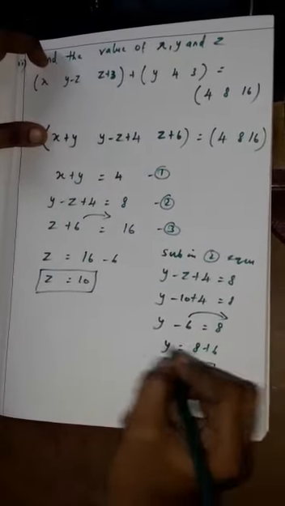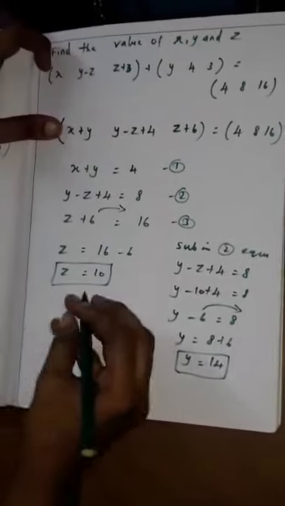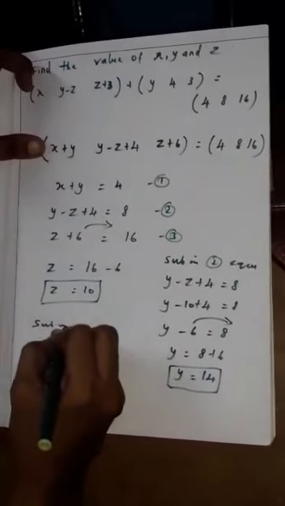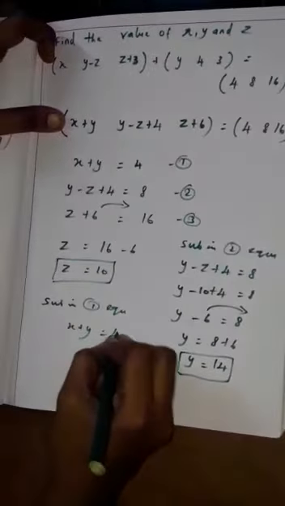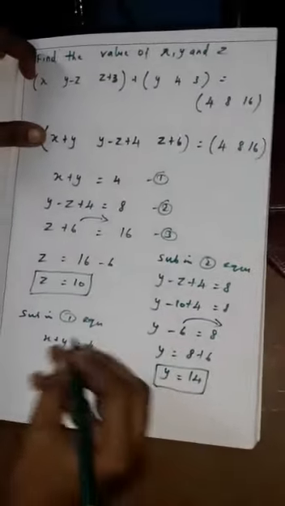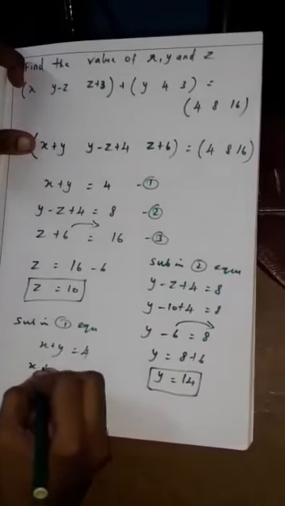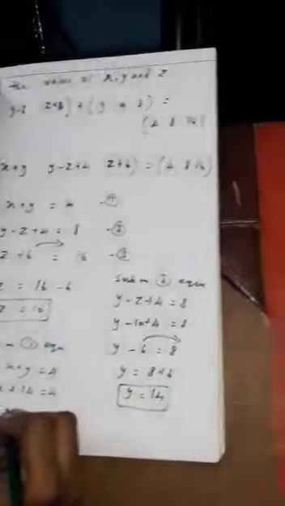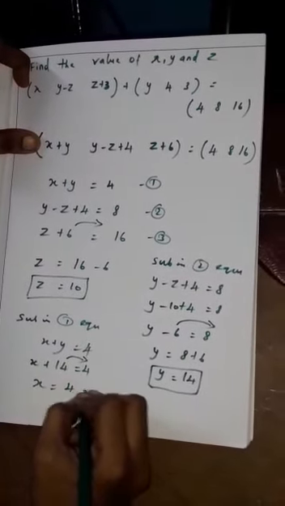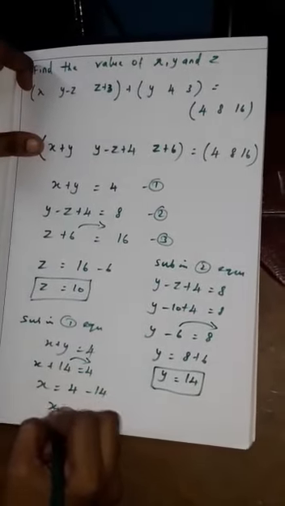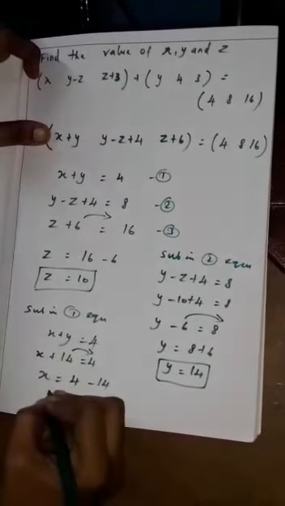The remaining value is the x value only. Substitute in the first equation: x plus y equal to 4. What is the y value? 14. So x plus 14 equal to 4. Then x equal to 4 minus 14, as plus 14 changes into minus 14. Then x equal to minus 10.